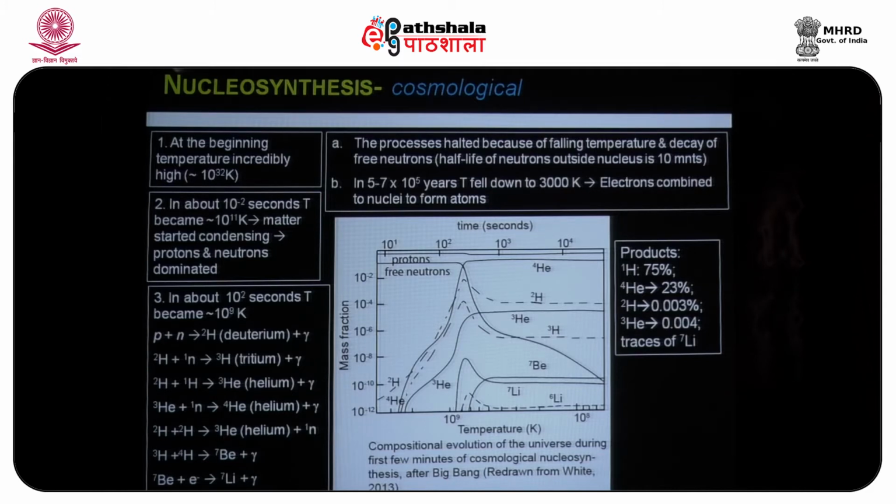In about 5 to 7 times 10 to the power 5 years, the temperature fell to about 3000 K, or Kelvin, and then electrons could combine with the nuclei which had already been formed to form the atoms of hydrogen and helium. So, the universe was then composed mainly of about 75% hydrogen, 24% helium and traces of lithium.